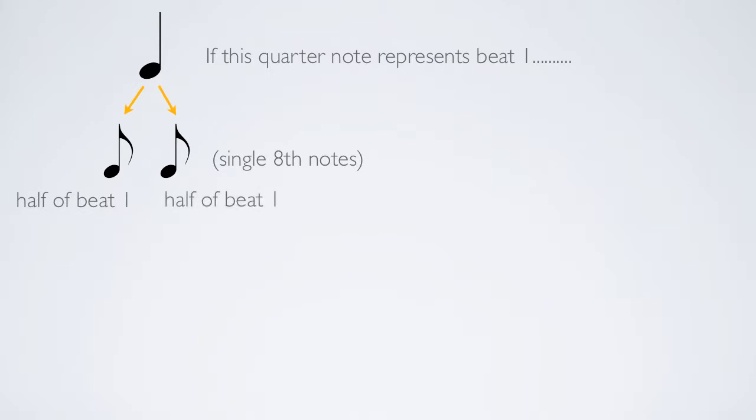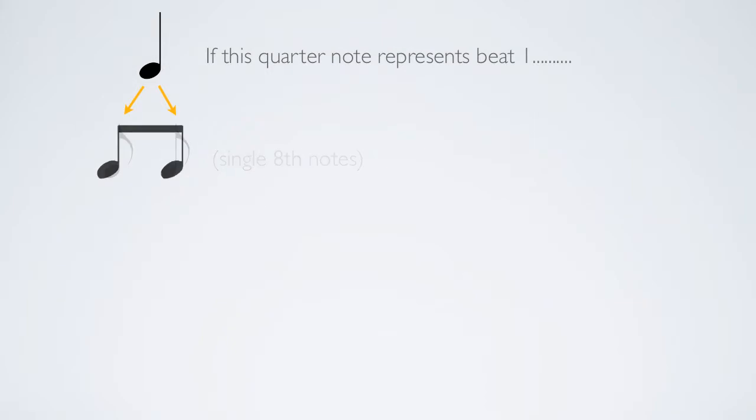Now, taking these two notes and grouping them together, showing that they're still a part of beat 1, will be one line across the top, and it's labeled 1 and.